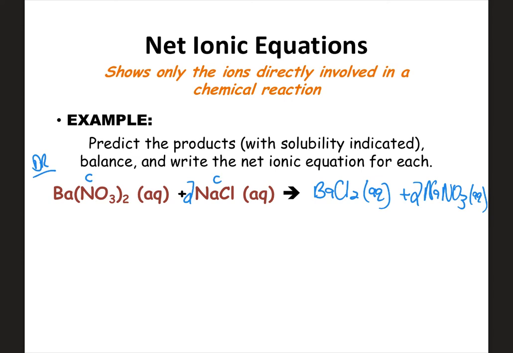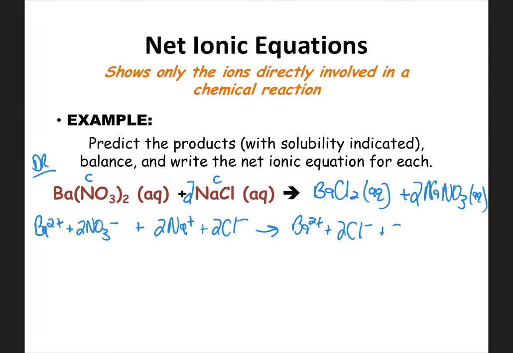All right, so anybody who's aqueous now, you've got to rip apart into their ions. So it looks like I got Ba2 plus, 2NO3 minus, plus 2Na plus, 2Cl minus, going to Ba2 plus, 2Cl minus, plus 2Na plus, 2NO3 minus. Okay, they were all aqueous here, so anybody who's aqueous rips apart into their ions.